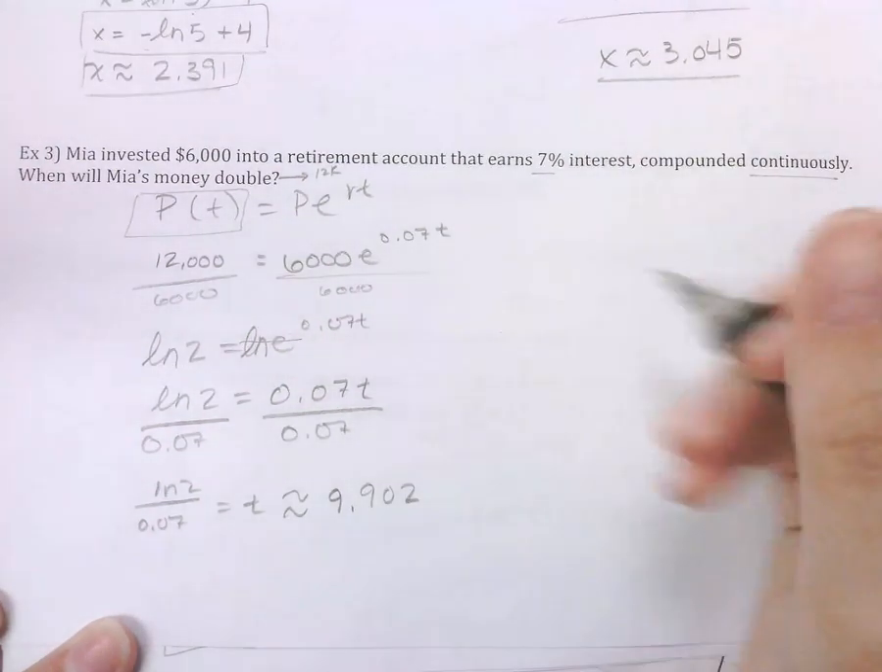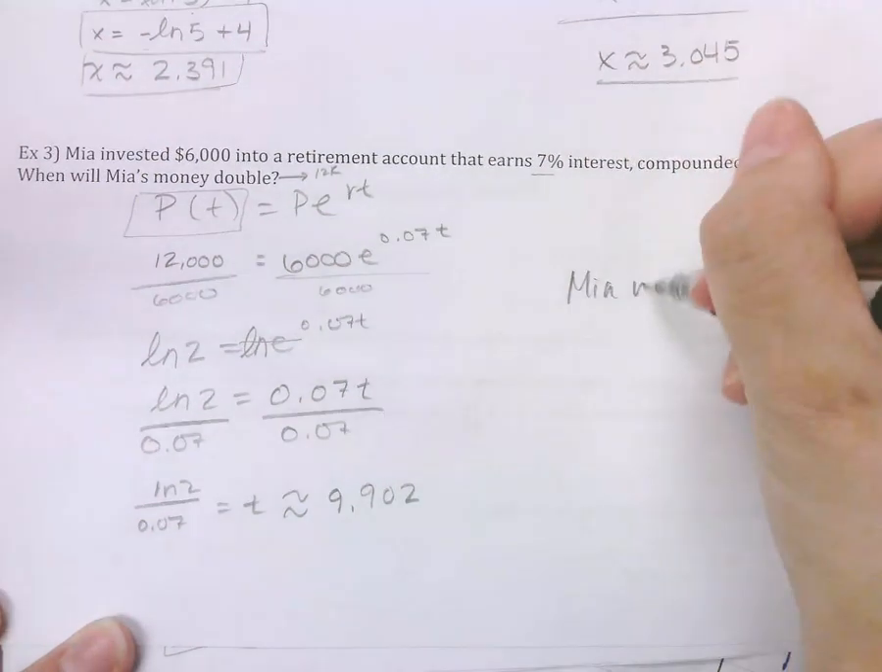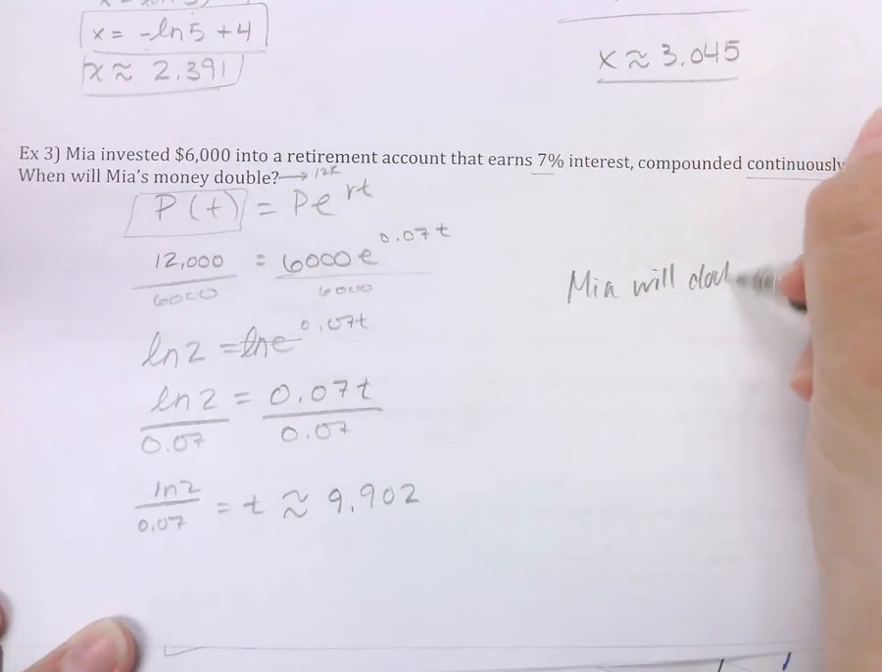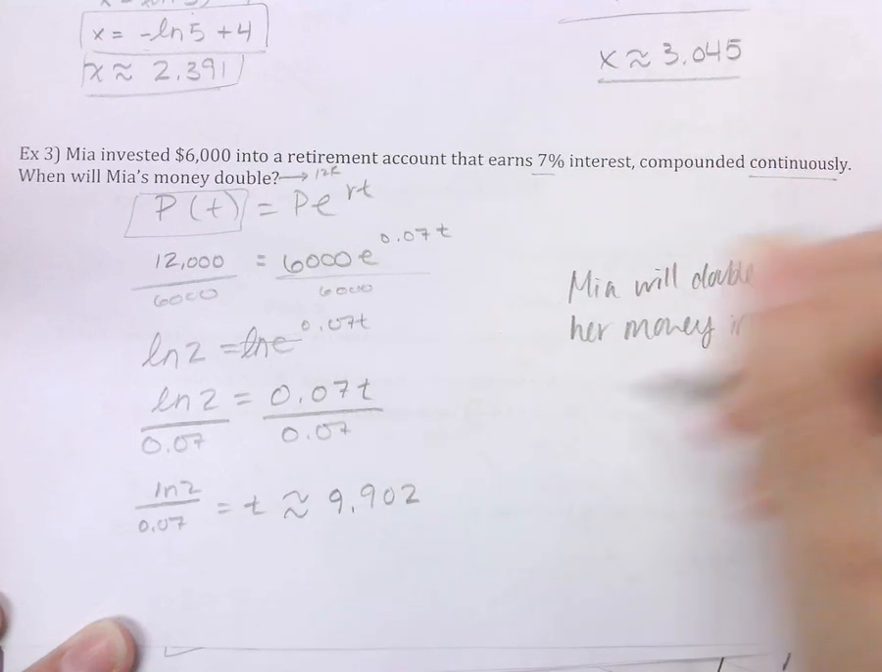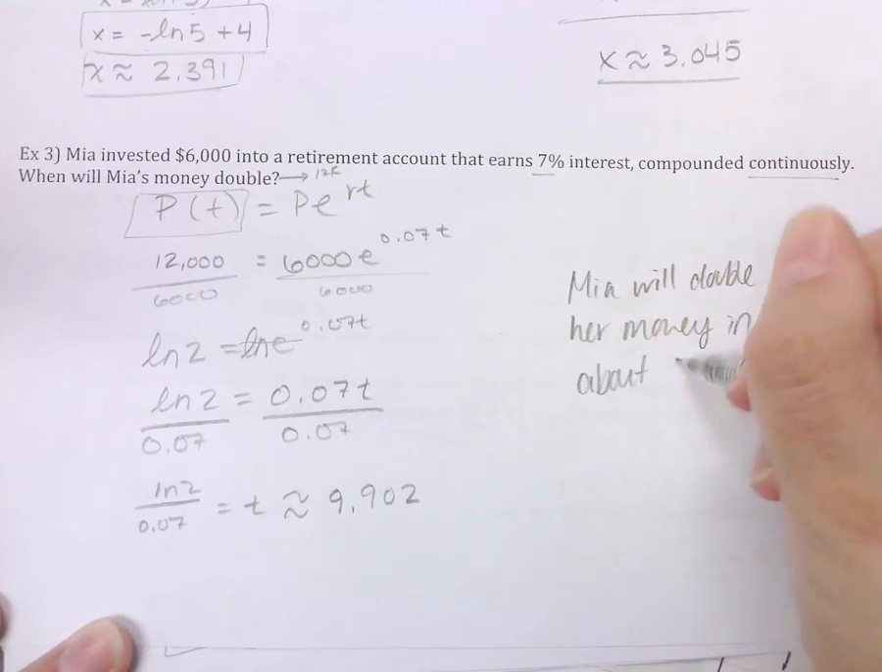So I got 9.902. So we're going to say Mia will double her money in about 10 years, 3 days.